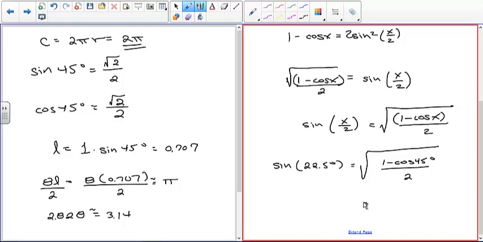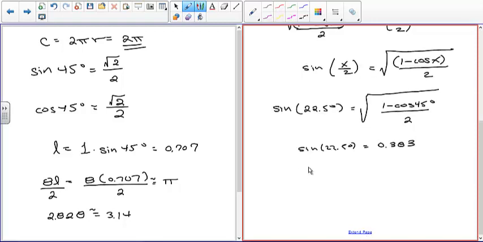Okay, so you take 1, the cosine of 45 is 0.707, which gives 0.293 divided by 2, and then take the square root of that. So what we find out is that the sine of 22.5 degrees is 0.383.